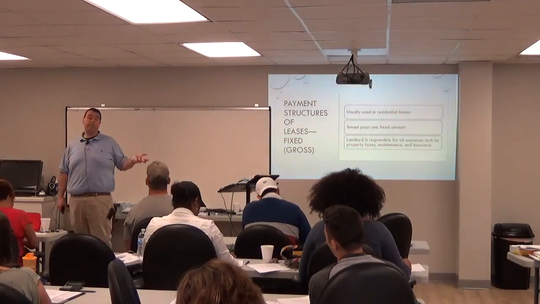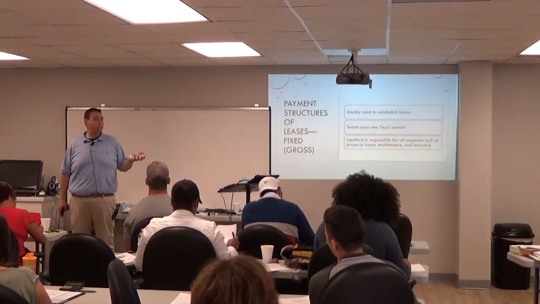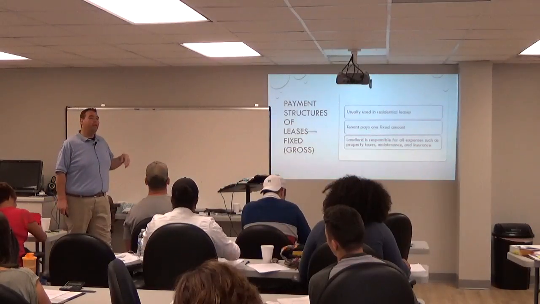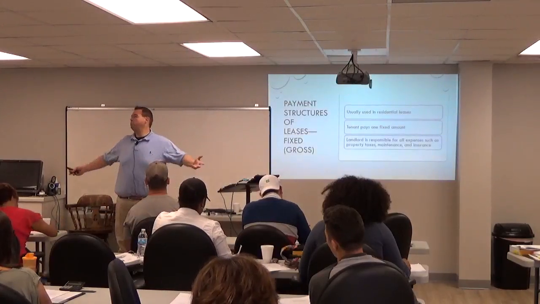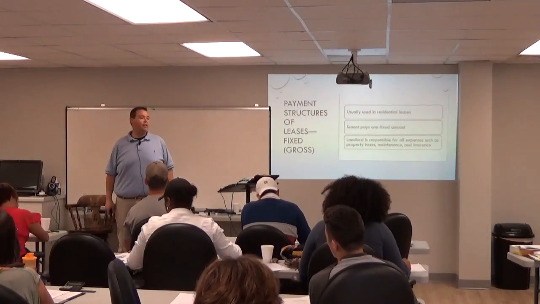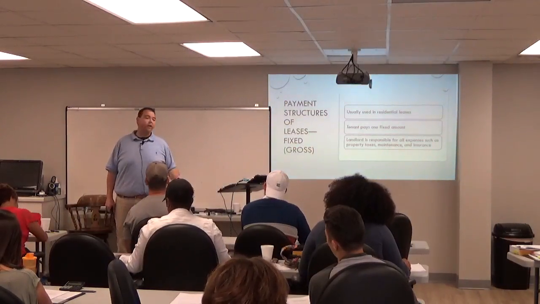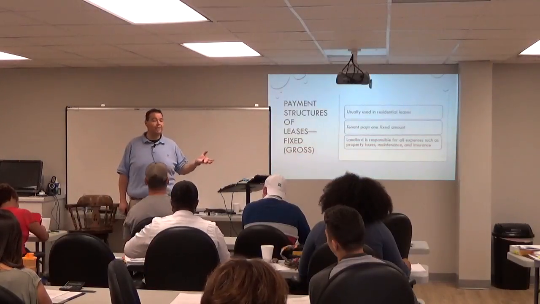It's the best one from a risk perspective from who? From whose perspective? From the tenant's perspective, because the tenant knows exactly how much they're going to be paying on any given month, because they don't care. If the property taxes go up, who's got to pay it? The landlord. If the insurance becomes more expensive, who pays it? The landlord. If something breaks, who's going to fix it? The landlord. That's a gross lease payment.